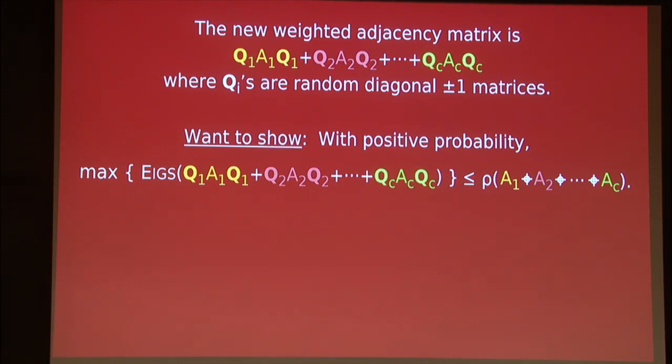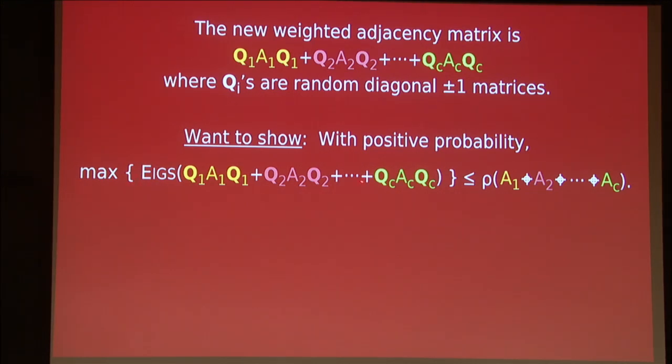So what we want to show is, with positive probability when we do this, if you take this matrix, look at its eigenvalues, and look at the maximum of these eigenvalues, it's at most the spectral radius of that infinite additive product graph. That's our goal in life.